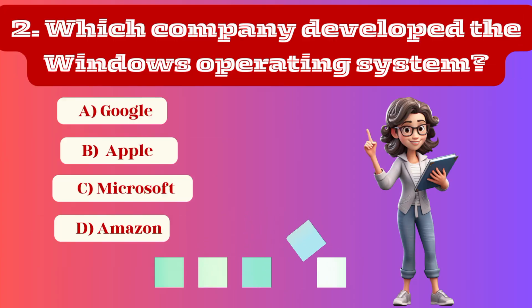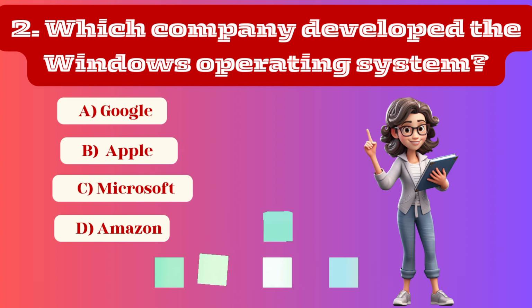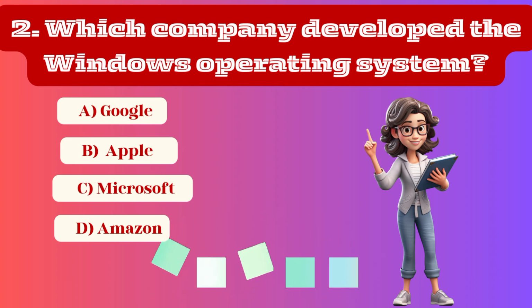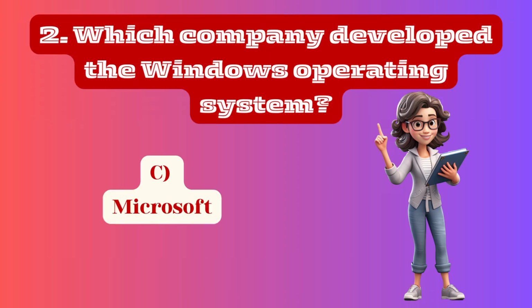Which company developed the Windows operating system? A. Google. B. Apple. C. Microsoft. D. Amazon. The correct answer is Microsoft.